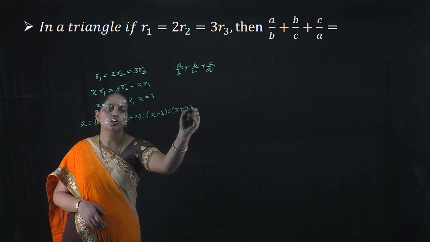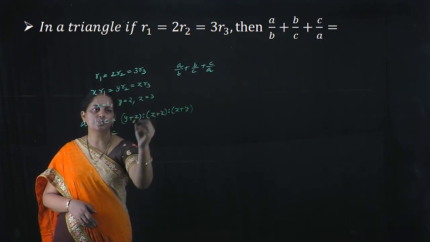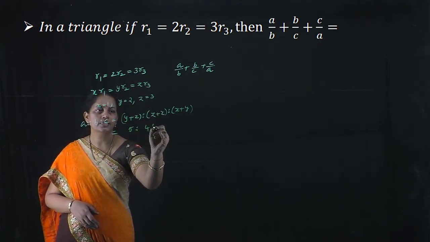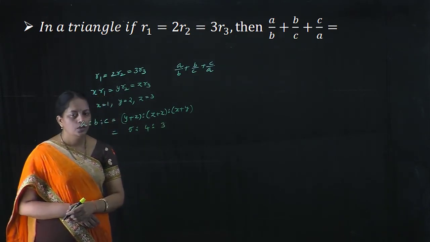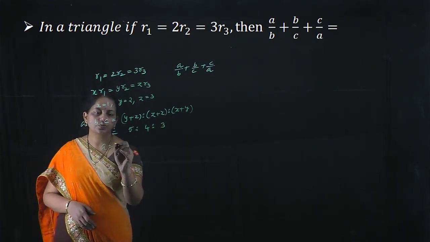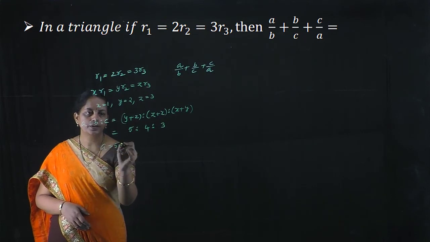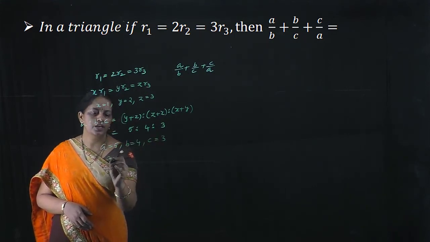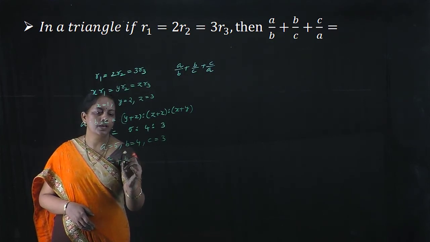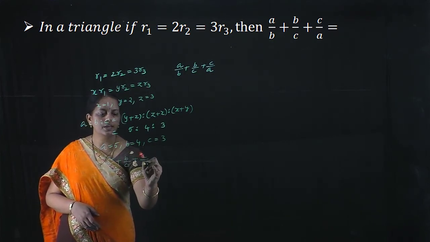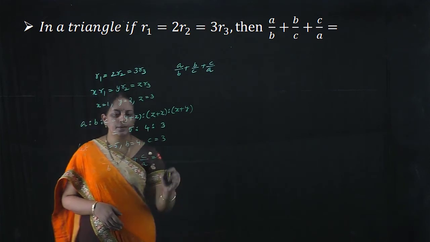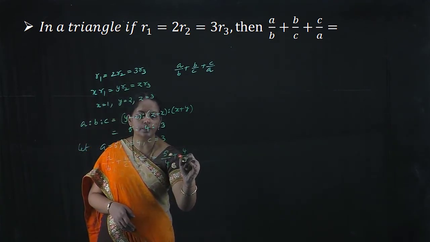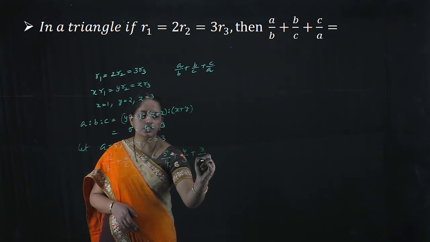So, y plus z means 2 plus 3, 5, is to z plus x, 3 plus 1, 4, is to x plus y, 1 plus 2, 3. Generally consider a is equal to 5. Let a equal to 5, b equal to 4 and c equal to 3. Then a by b plus b by c plus c by a is equal to a by b means 5 by 4 plus b by c means 4 by 3 plus c by a means 3 by 5.